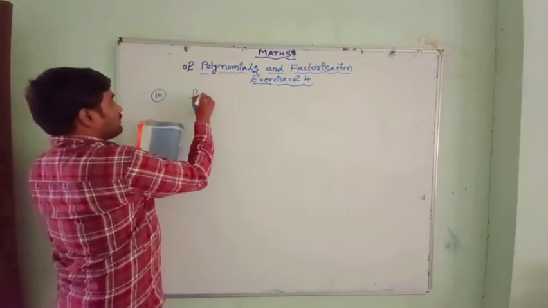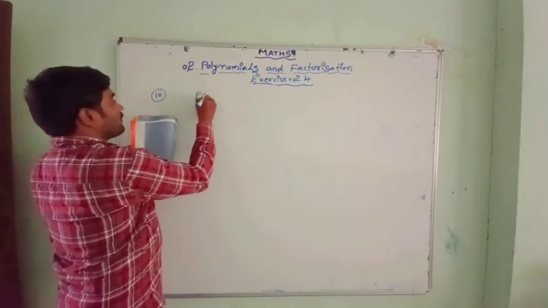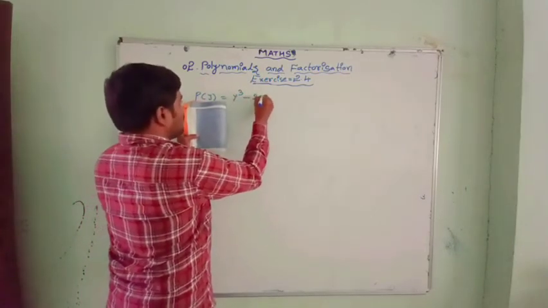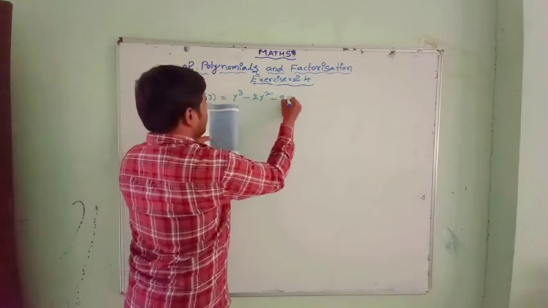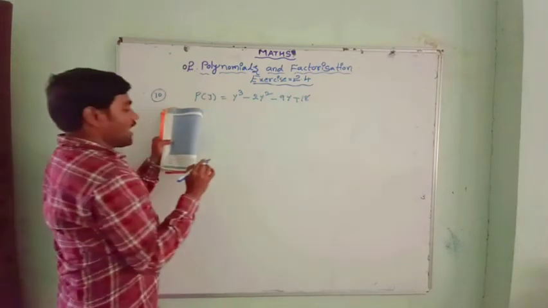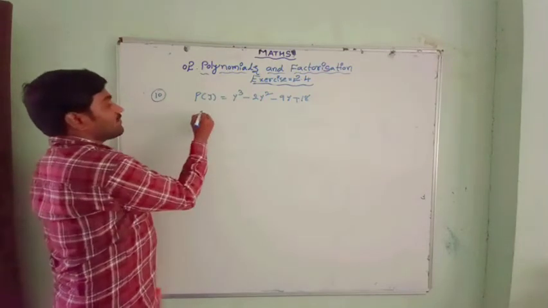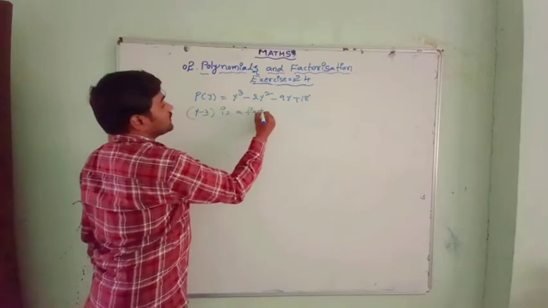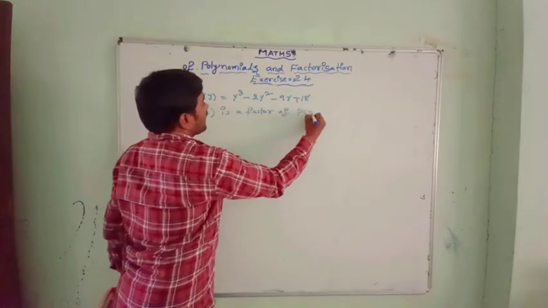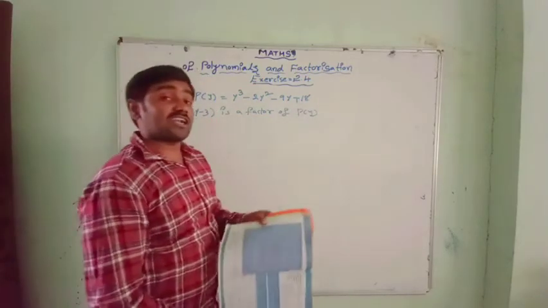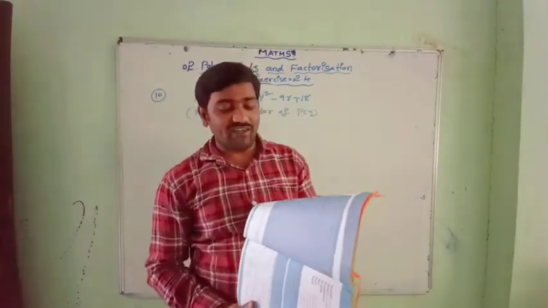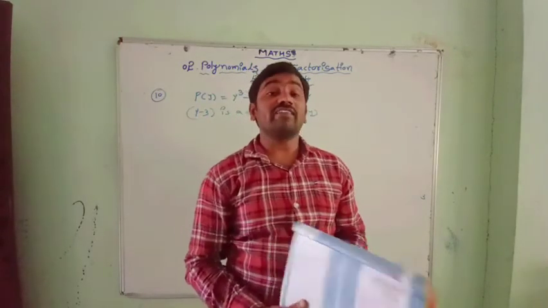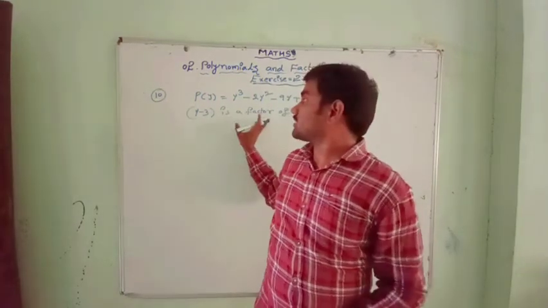See that they have given one polynomial p of y, the polynomial given in terms of y cube minus 2y square minus 9y plus 18. That means y minus 3 is a factor of p of y. Here y minus 3 is one of the factors of p of y. That is, if y minus 3 is a factor of y cube minus 2y square minus 9y plus 18, then find the other two factors. We have to find the other two factors of this polynomial.